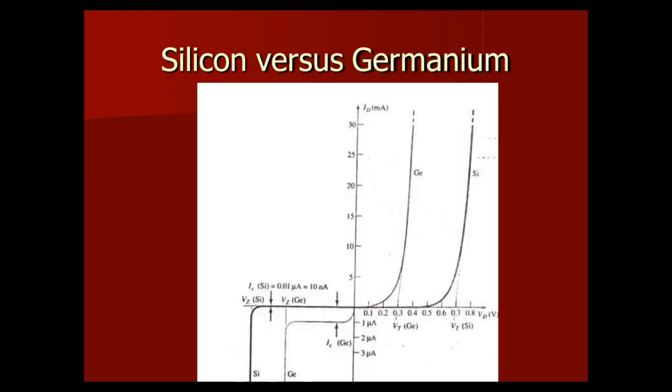So as previously told, there will be less leakage current for silicon, and at the same time it has more knee voltage, cut-in voltage, when compared to germanium. That is, the knee voltage for silicon is 0.7, but for germanium it is 0.3. Similarly, the breakdown voltage is also very low for germanium when compared to silicon, right?